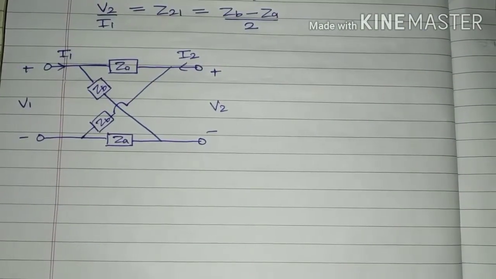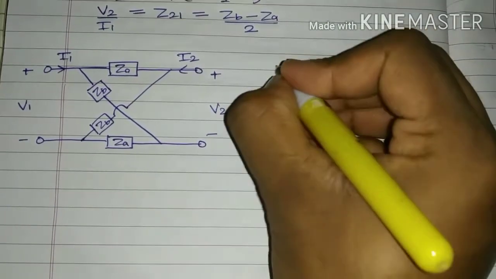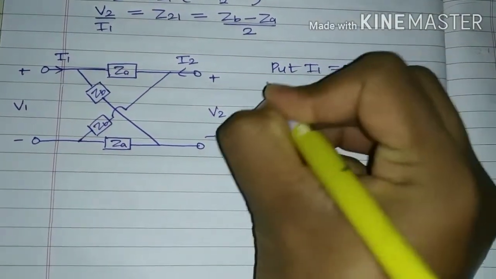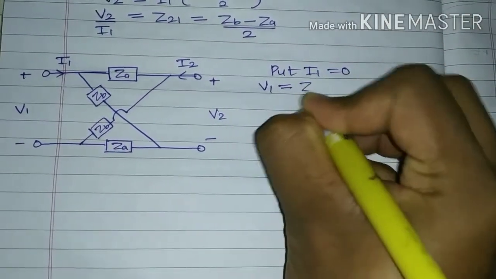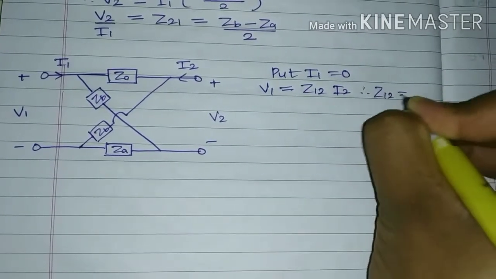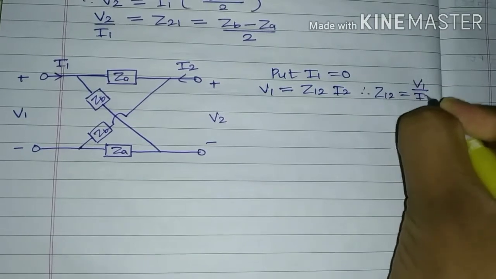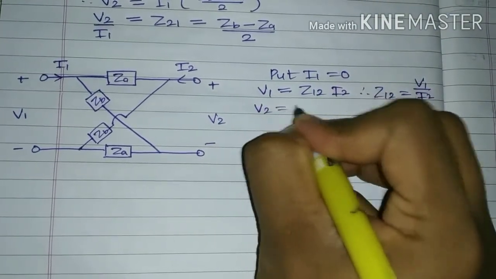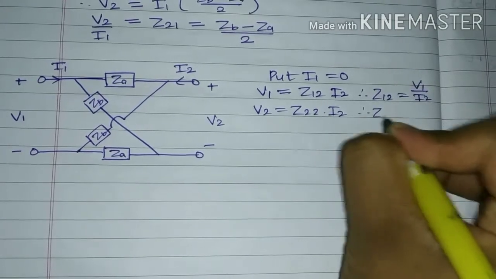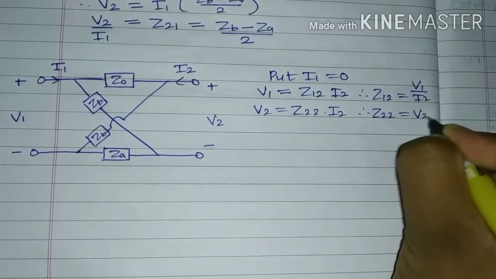Now to find out Z12 and Z22, we have to put I1 is equal to 0. So we get V1 is equal to Z12 into I2. Therefore Z12 will be equal to V1 upon I2. Similarly V2 is equal to Z22 into I2 and hence Z22 is equal to V2 upon I2.